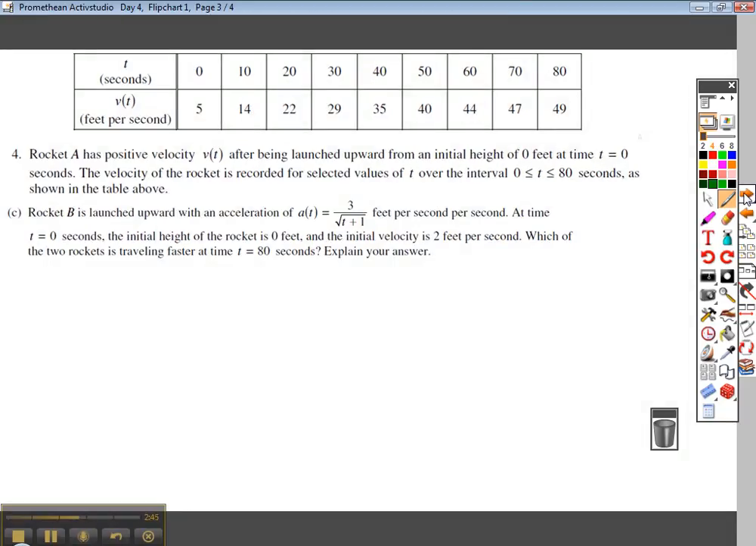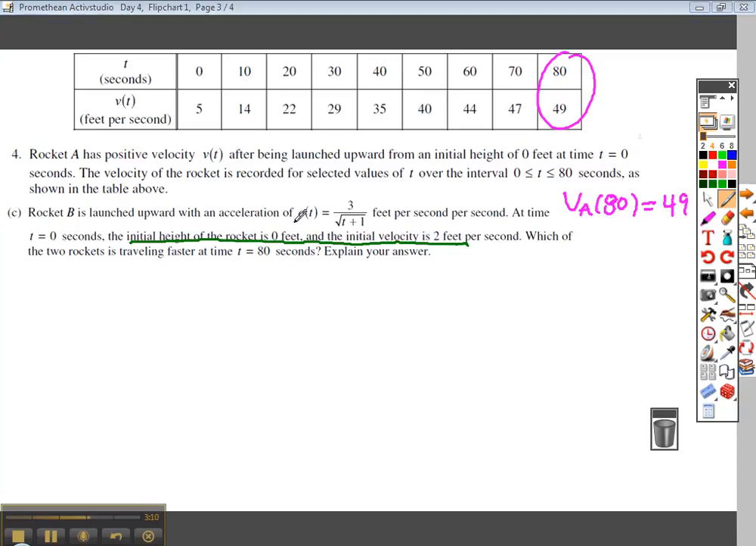The next part says there's a rocket B that's launched with this acceleration, and you know that the initial height of the rocket is 0 and the initial velocity is 2. That's going to be very important. And it says, which of the 2 rockets is traveling faster? Well, we know rocket A already. We know the velocity of rocket A at 80 seconds is 49 feet per second. Now, how do I get rocket B?